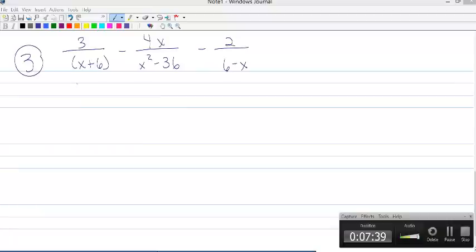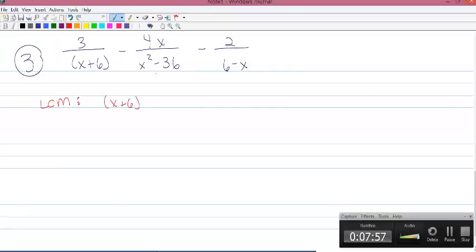So we have now a rational function. We're subtracting off some rational functions here with 3 terms. So first thing, I would try to find the least common multiple. In order to find the least common multiple, let's look at our denominators. Well, we have an x plus 6, so we know that's going to have to be there. Then x squared minus 36, you guys know that.